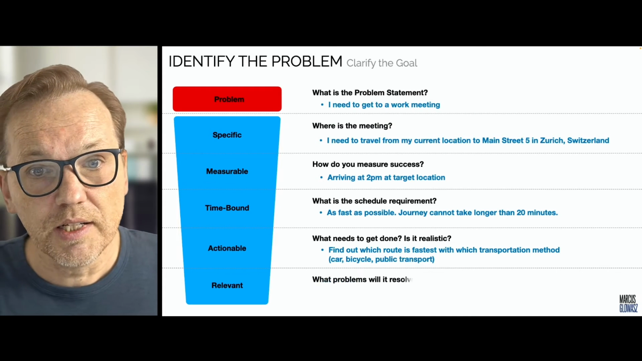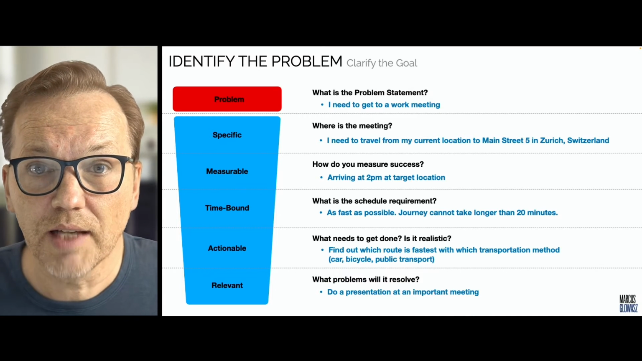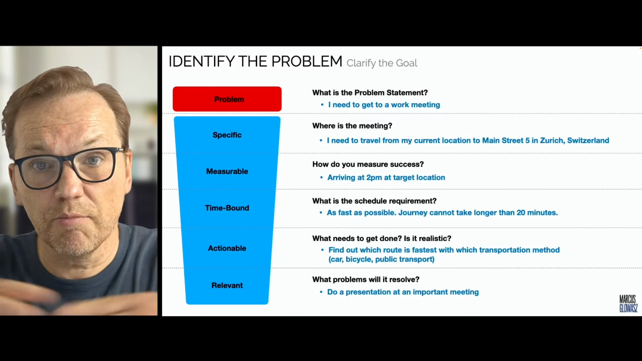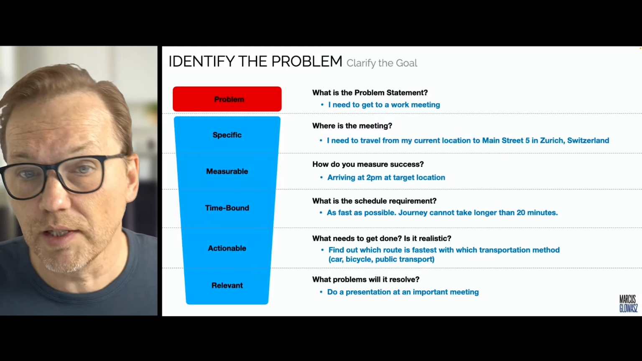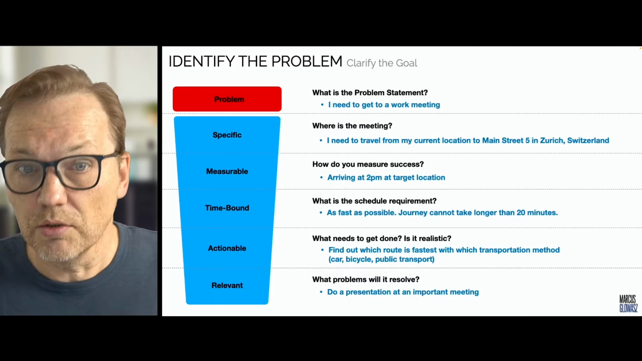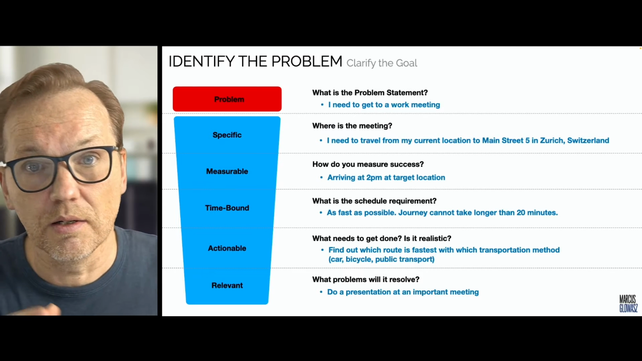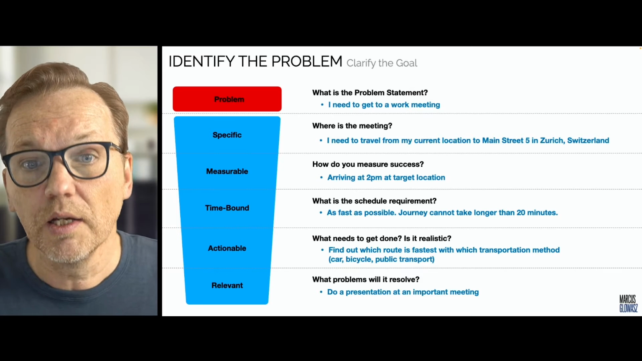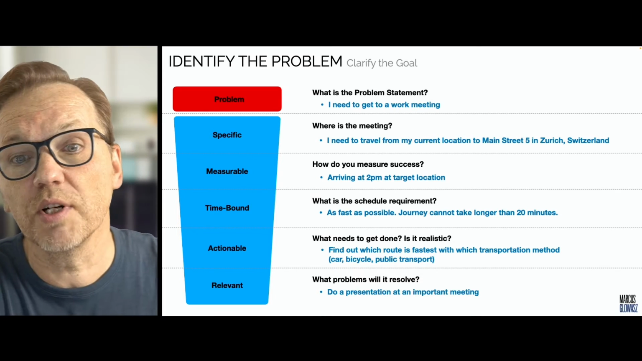And last but not least, make it relevant, meaning what is actually the problem, right? We know we need to get to a work meeting, but give me more, right? Give me more around this. So we find then out we need actually to do a presentation at this particular meeting. That's why we have to be there, right? So it's relevant. It's more about why. So why do we have to get to that work meeting in the end? We have to do a presentation.